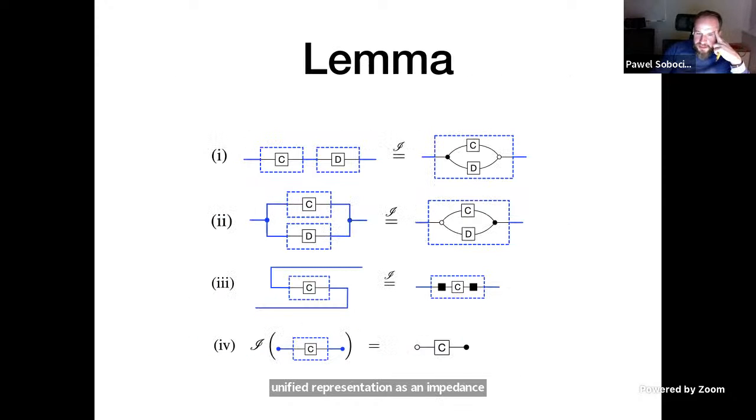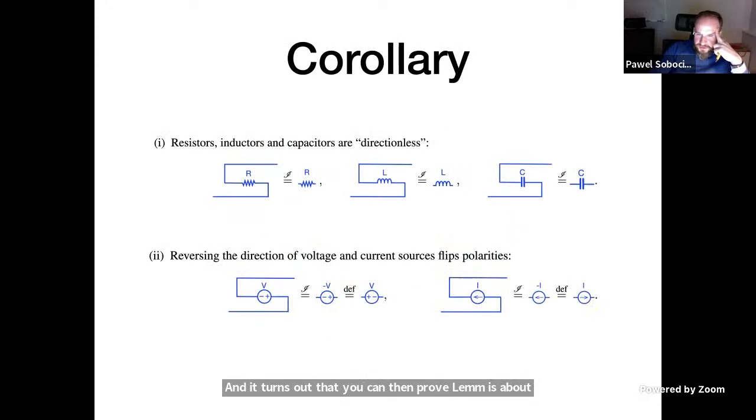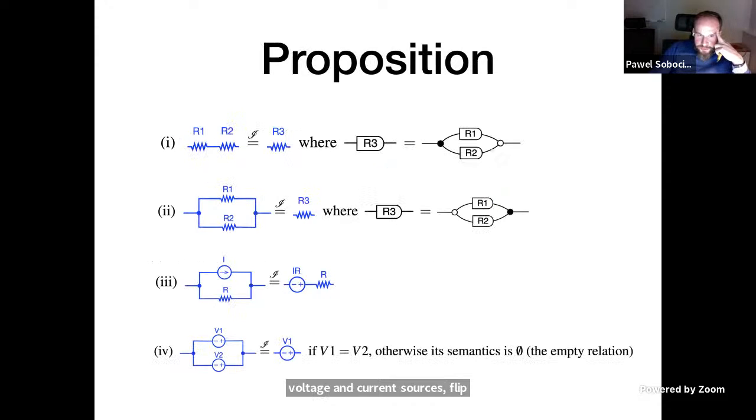And it turns out that you can then prove lemmas about impedances in general, which allows us to derive things like inductors, resistors, and capacitors are directionless, whereas voltage and current sources flip polarities. It allows us to prove things like the basic resistor formulas, putting resistors in series and parallel.